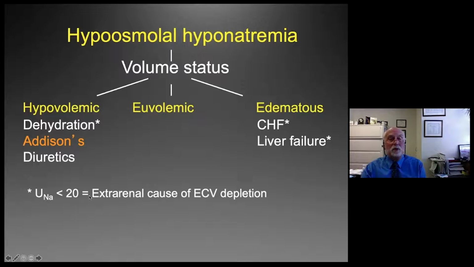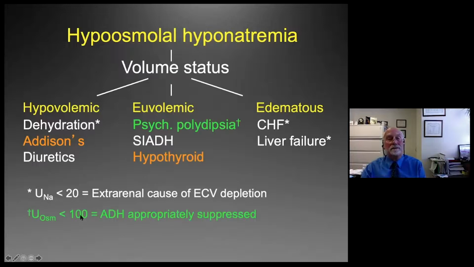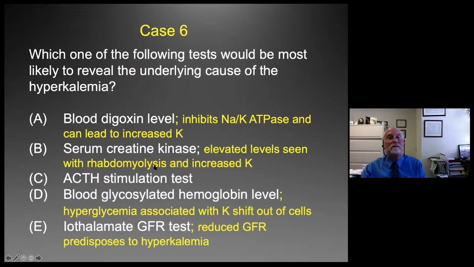Now in Addison's, you may not see a low sodium because of the adrenal insufficiency, but they're clearly volume depleted. But they may not be able to conserve sodium down to less than 20 in the urine. And this is just by way of other hyponatremia review. So these are easy to dismiss.